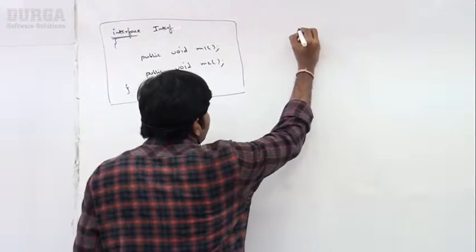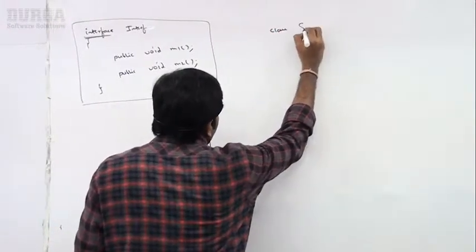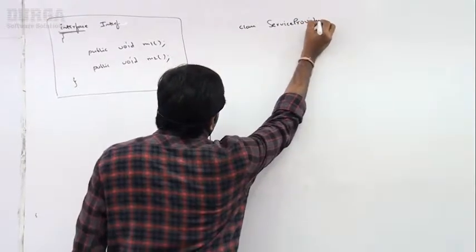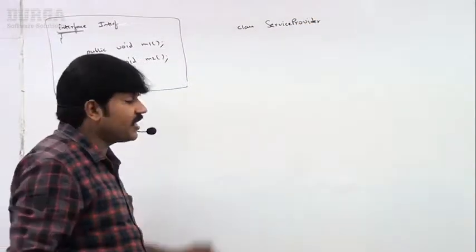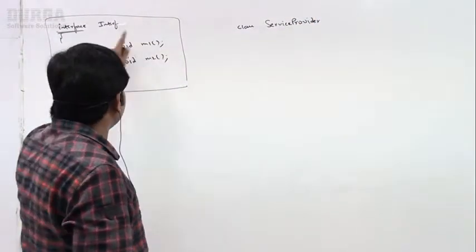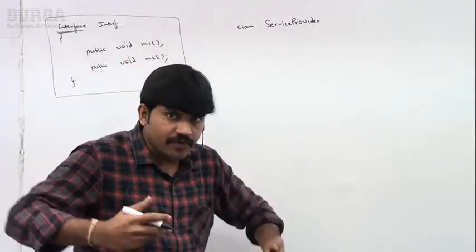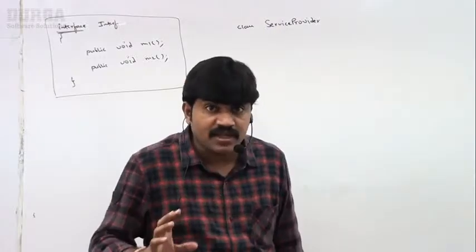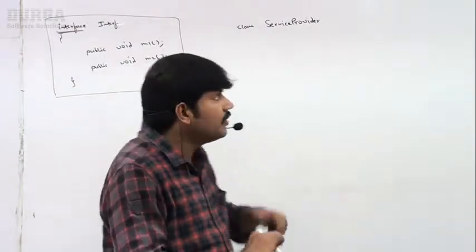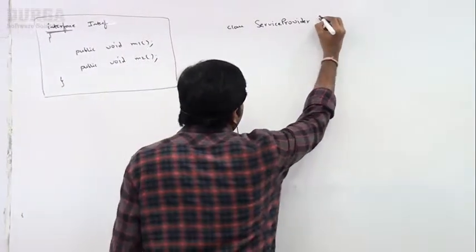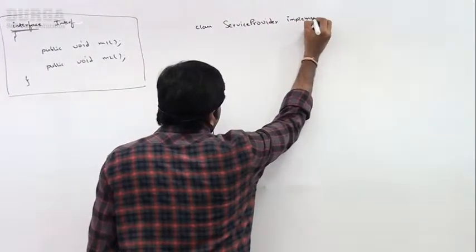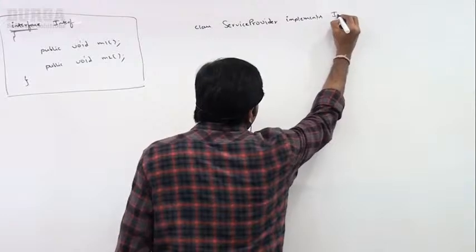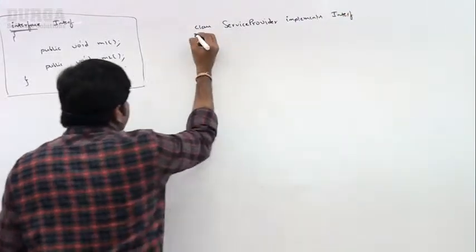Now take a very special case. A person came, class ServiceProvider. This service provider is telling, boss, I'm going to implement your requirement. You have some requirement, and I will provide services for your requirement. This person is going to use implements. What is the keyword we have to use? Implements.